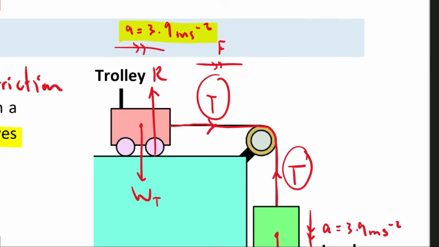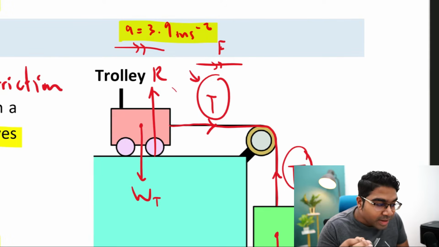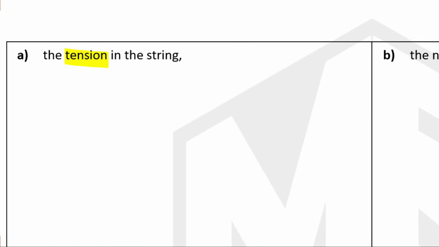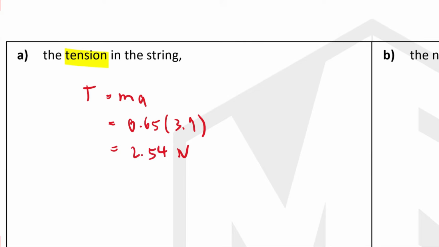So the vector sum of forces on the trolley in the right direction: we only have a single force acting on the right, that is tension. So the tension force is in fact the resultant force. There is no force acting on the left, not even a component force. And so we can write T equals ma. Mass of the trolley was given 0.65, acceleration is 3.9 meters per second squared, and the answer is 2.54 newtons.